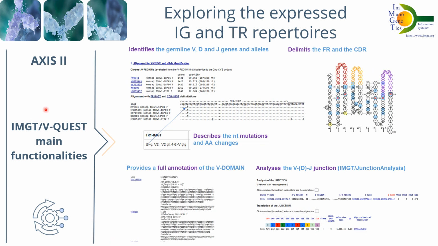In this slide, we have an overview of the main functionalities of IMGT VQuest, which include identifying the germline variable, diversity and joining genes and alleles, delimiting the framework and the CDR regions, analyzing the junctions, describing mutations both at the nucleotide and amino acid levels, and providing a comprehensive annotation of the V domain.